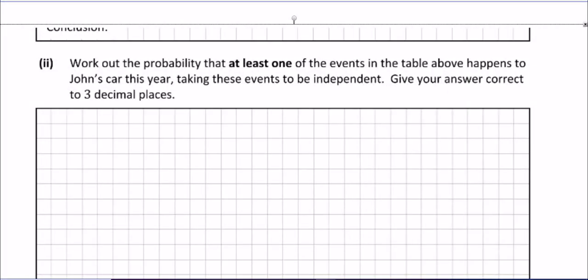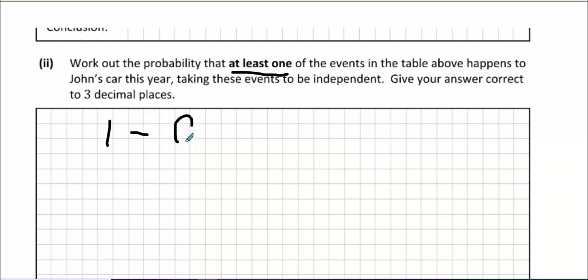Okay. Work out the probability that at least one of the events in the table above happens to John's car this year. Taking these events to be independent, give your answer correct to 3 decimal places. Okay. Work out at least one of them. Okay. 1 minus the probability that none of them happen.